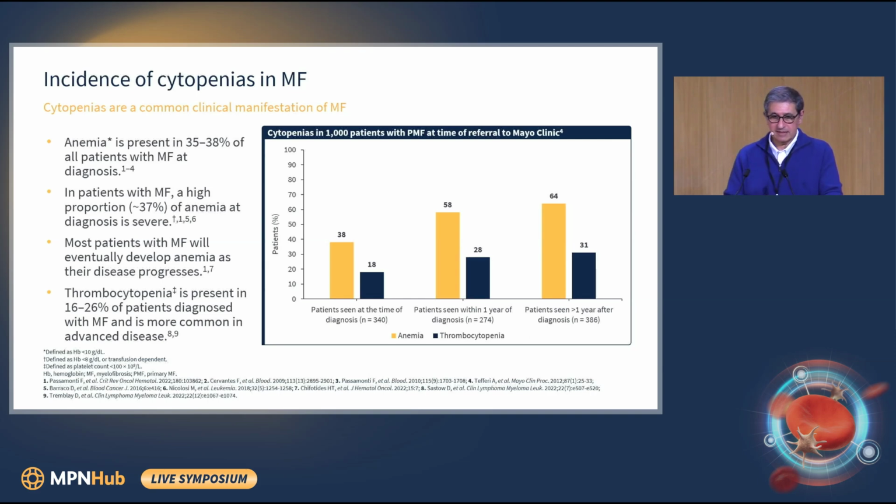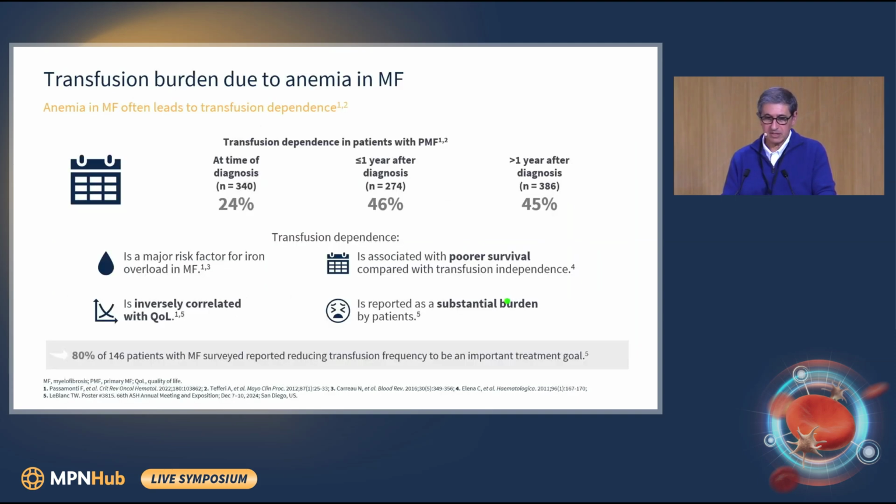What is the incidence of cytopenia in myelofibrosis? Indeed, anemia is present in about 35 to 38% of the patients at diagnosis, and this incidence increases over time, reaching 58-64% for the patients after 1 or more than 1 year of follow-up. The same for thrombocytopenia, present in 18% of the patients and increasing over time to 28-31%. So this is really an important issue for these patients.